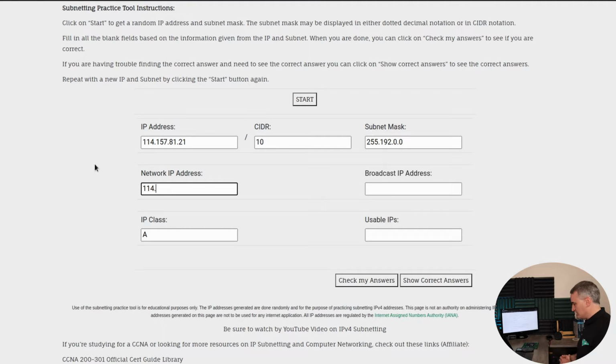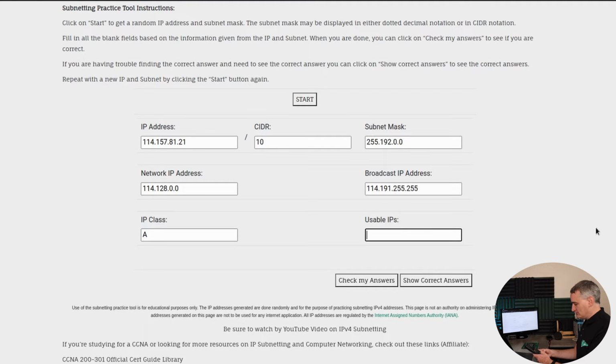64. Okay, so we need to figure out the nearest point of 64 for this, which is actually going to be 128.0.0. The broadcast IP address is going to be 114.128. Nope, not 128. 191. We're going to jump forward 64 to 192, but that gives us the next network address. We're going to back off one bit, and 191.255.255.